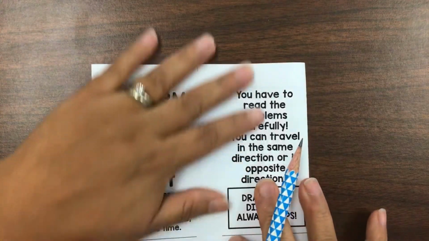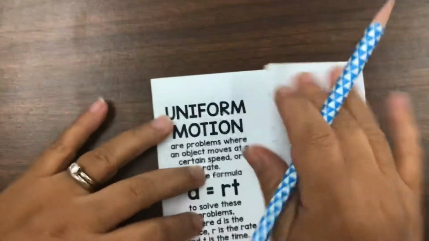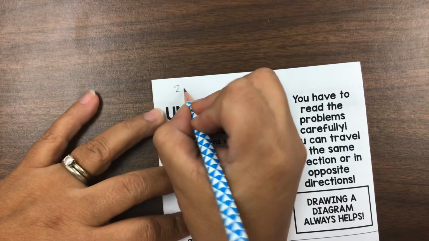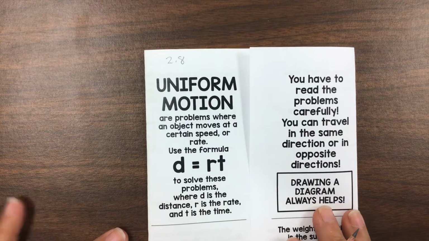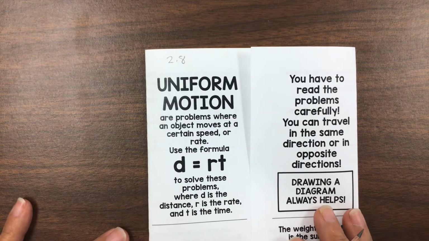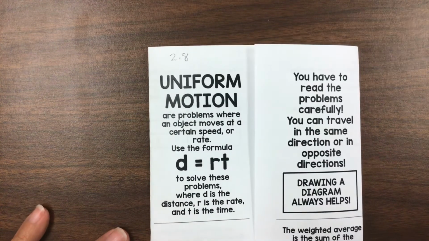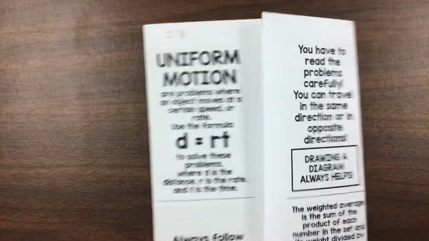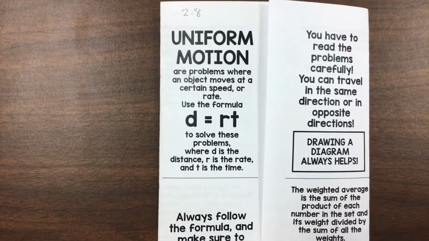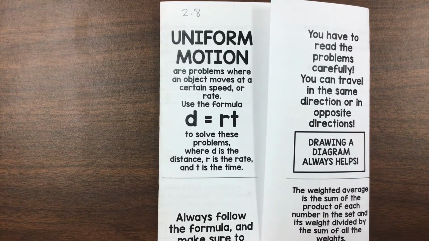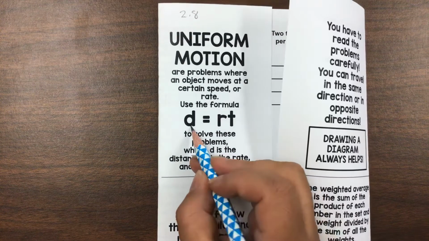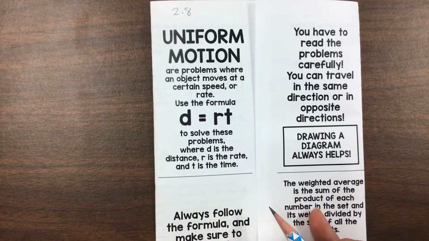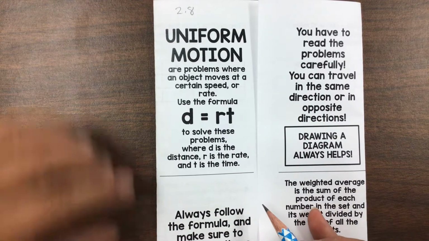This foldable is for the second part of section 2.8, uniform motions. Uniform motions are problems where an object moves at a constant speed or rate. Use the formula D is equal to RT to solve these problems, where D is the distance, R is the rate, and T is the time. So just think about it.